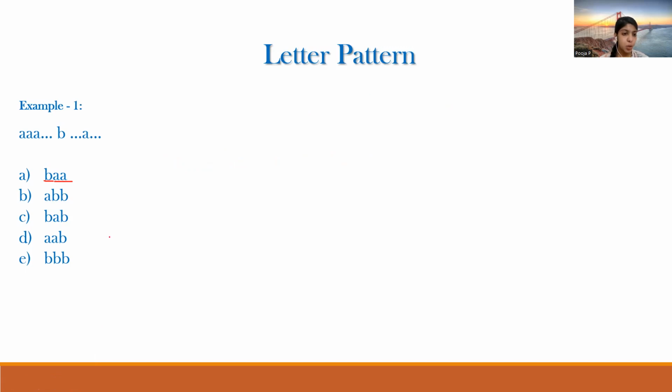So the fourth option, AAB. So you have triple A. The first space is given as A. You have B. The next space given is A. You have A. And the last space they've given B. Again, this does not follow the pattern.